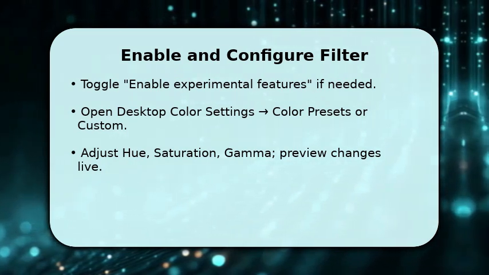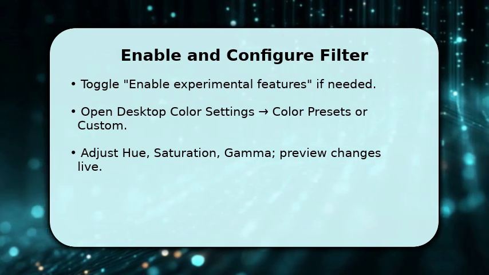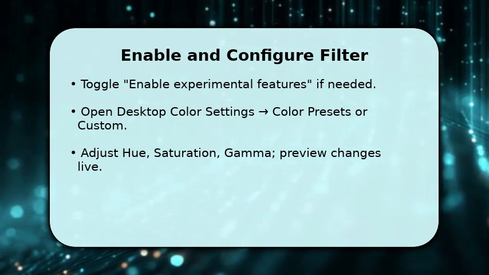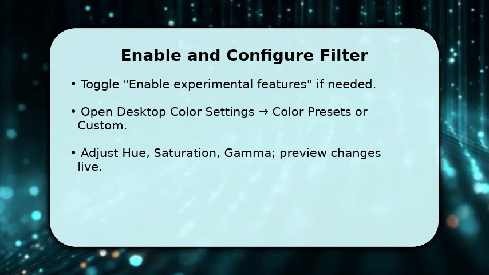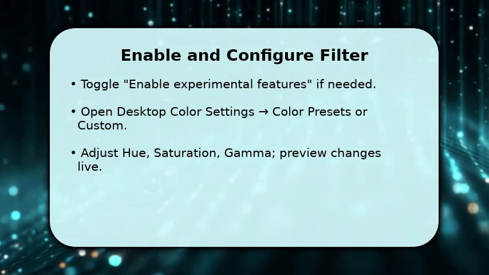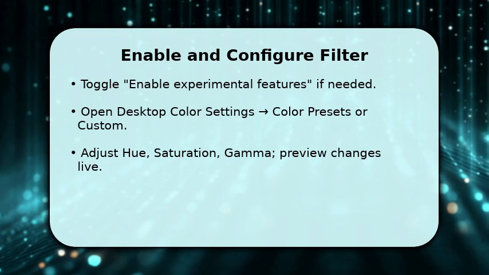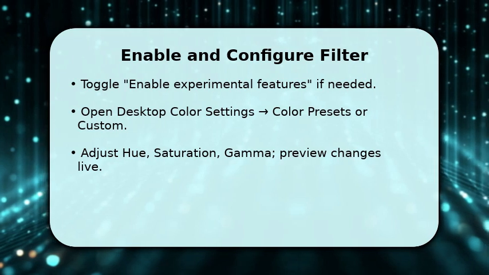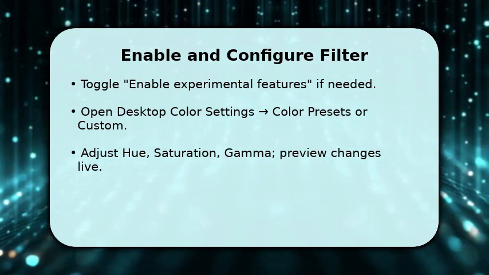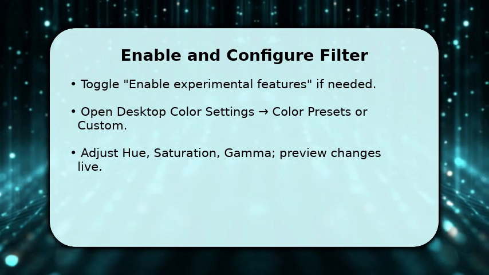Next, choose a preset or set custom to tweak hue, saturation, and gamma. These controls alter perceived color balance and contrast, so adjust slowly. Once a live preview is visible, make incremental changes and compare scenes to understand visual impact. Make sure to use the preview, because it shows how games and apps will render colors after your adjustments.